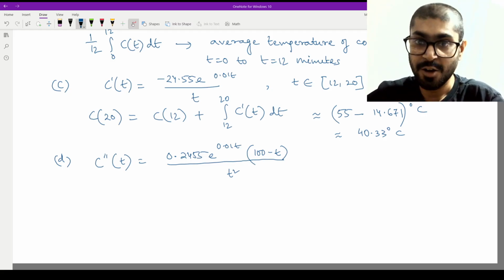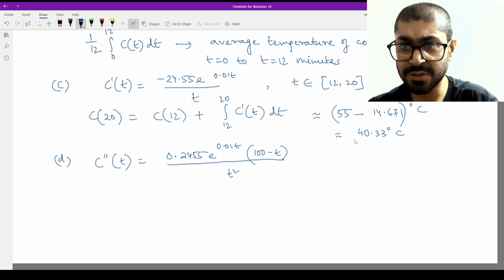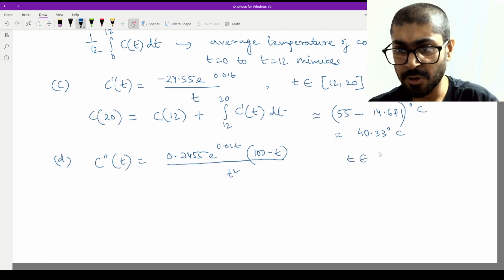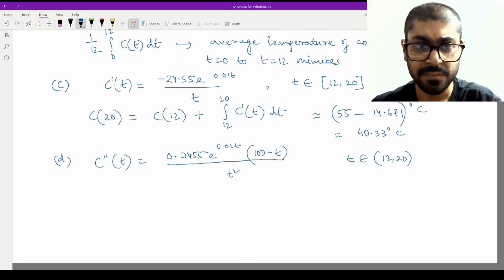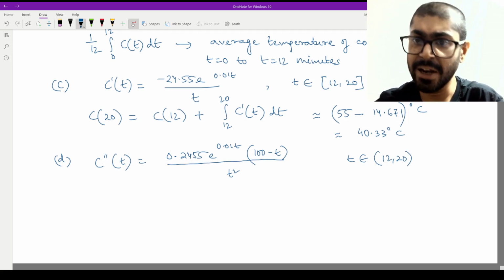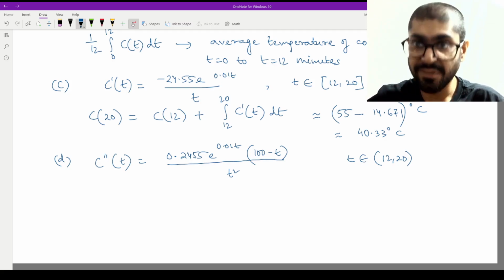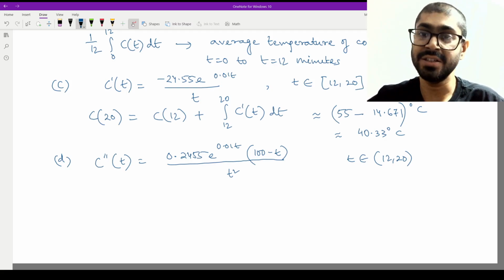This is given. We just have to check if this is positive or negative. So what are the values given? The values given are t belongs to (12, 20). Endpoints are excluded, I think. Yeah, endpoints are excluded. Now, if plugging in values between 12 and 20 provides a positive answer, then our rate of change is increasing. If they give us a negative answer, then the rate of change is decreasing.